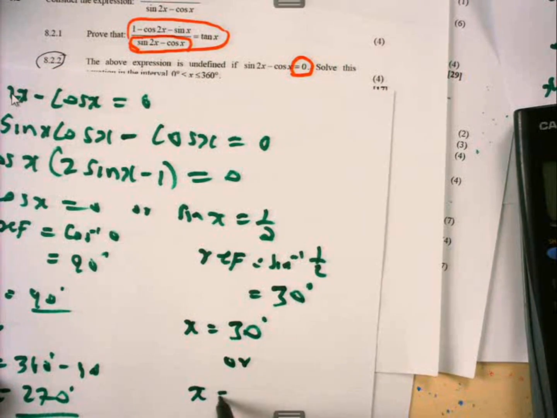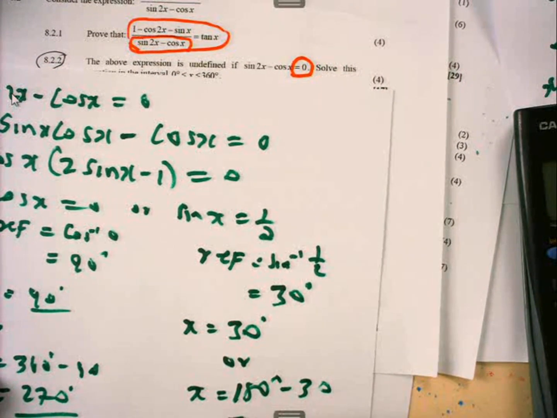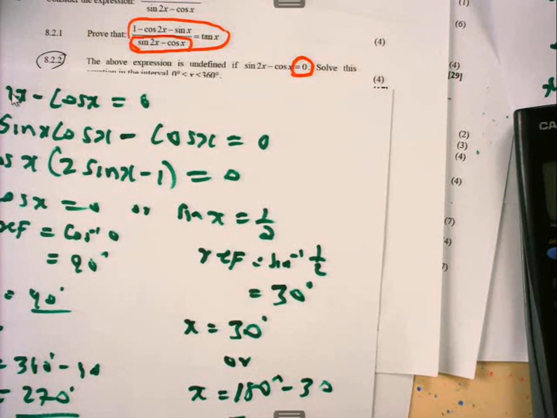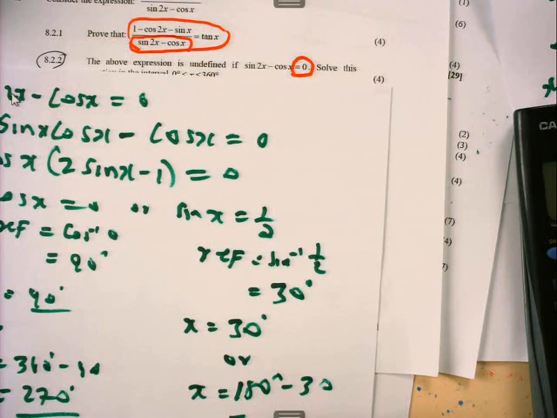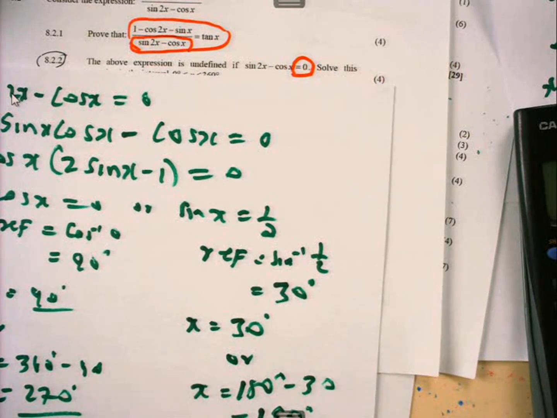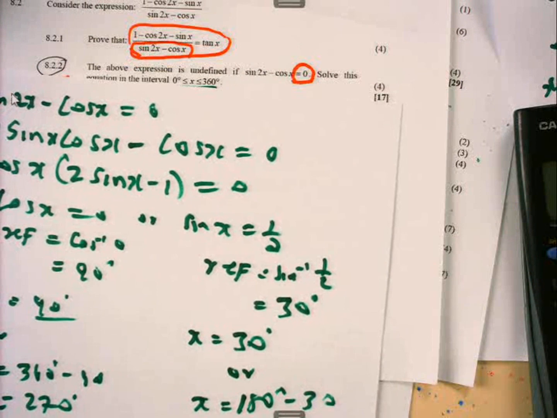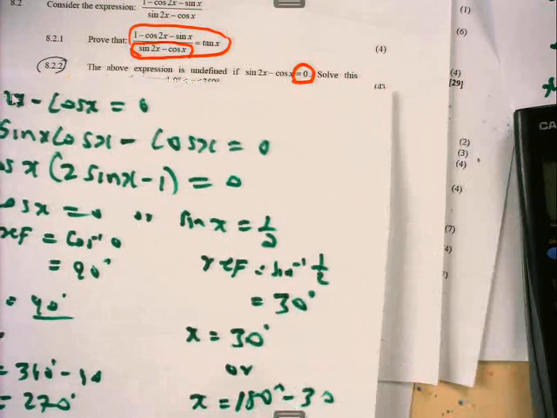Or x is equal to what? 180 degrees minus 30, which of course is going to be 150. These are the answers within this interval. It means that is 30, 90, 150 together with 270. These values of x will make this identity undefined. Right. Thank you very much.